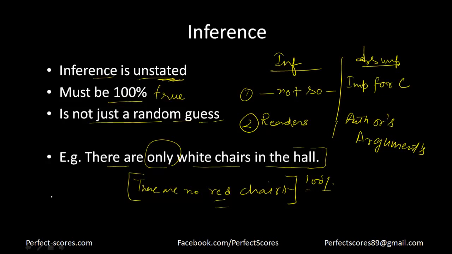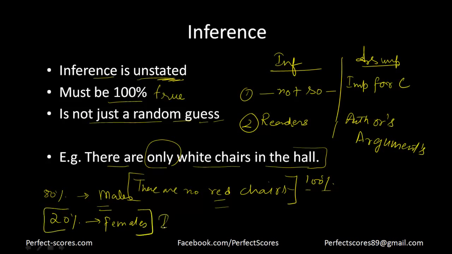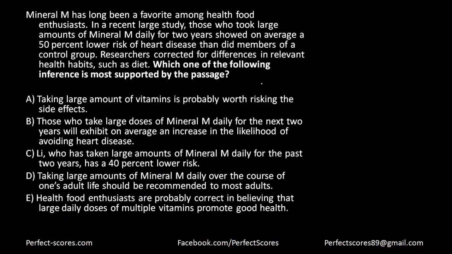Another example: I tell you that 80% of the class consists of males. Now, even without mentioning it, we know that 20% of the class will consist of females. What we have derived is an inference. It was not stated, yet it is 100% correct. It's not a guess, it's 100% correct. So let's do one question.